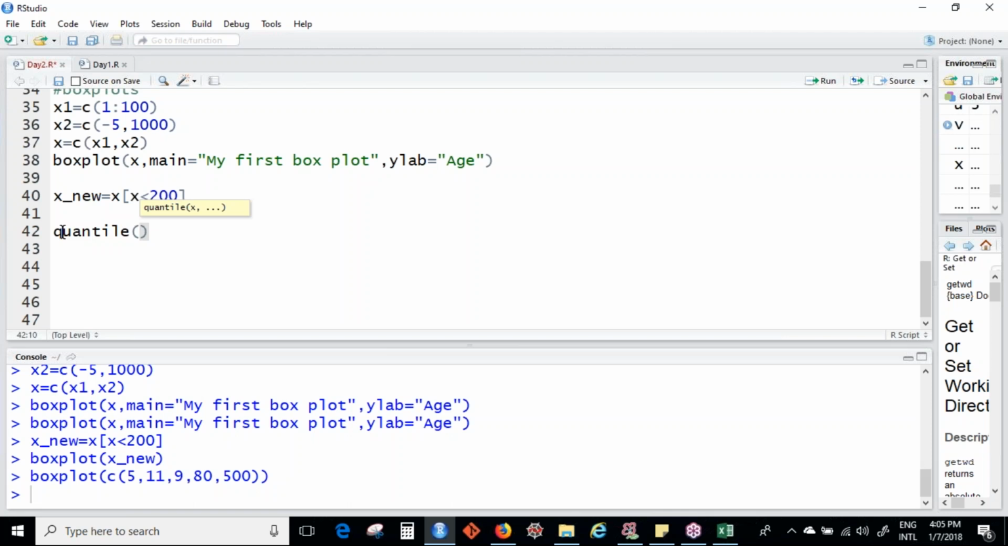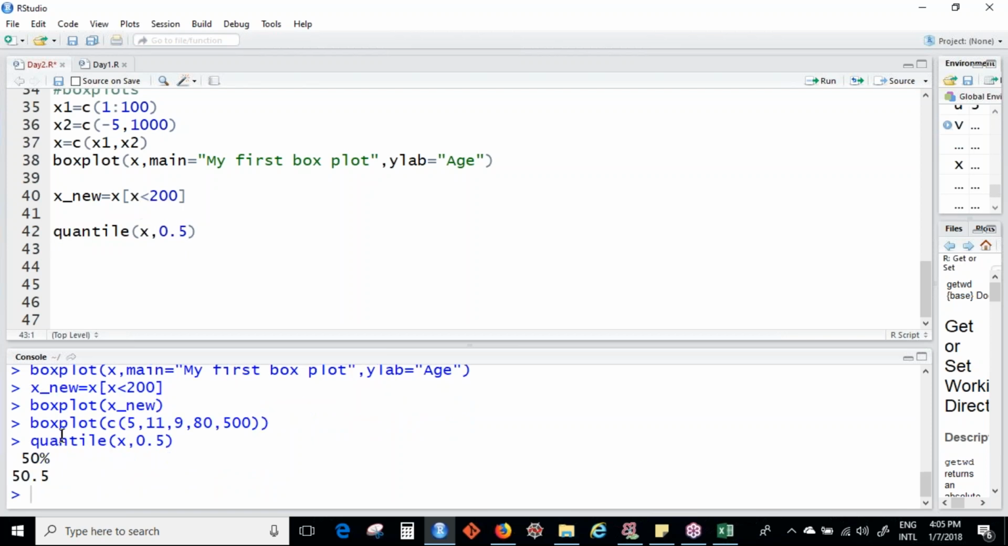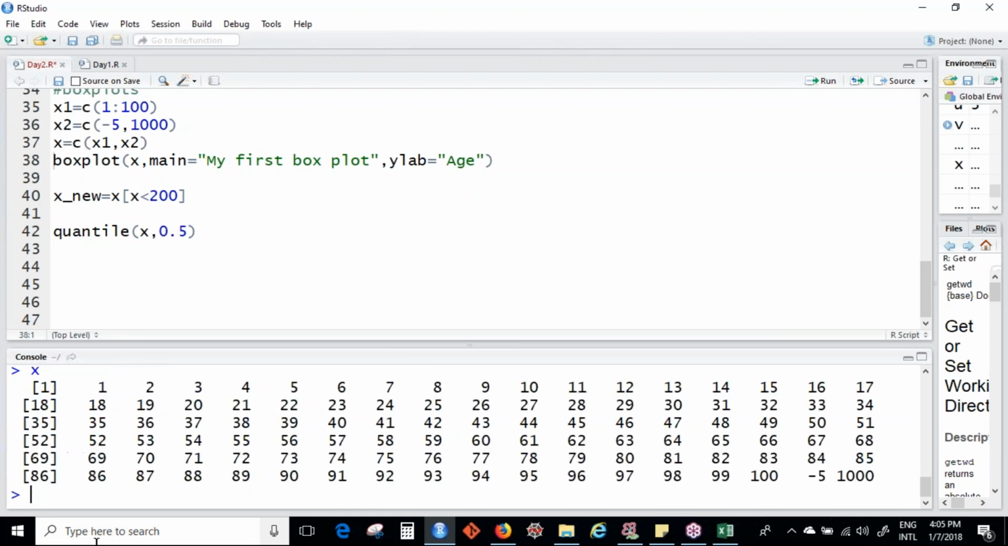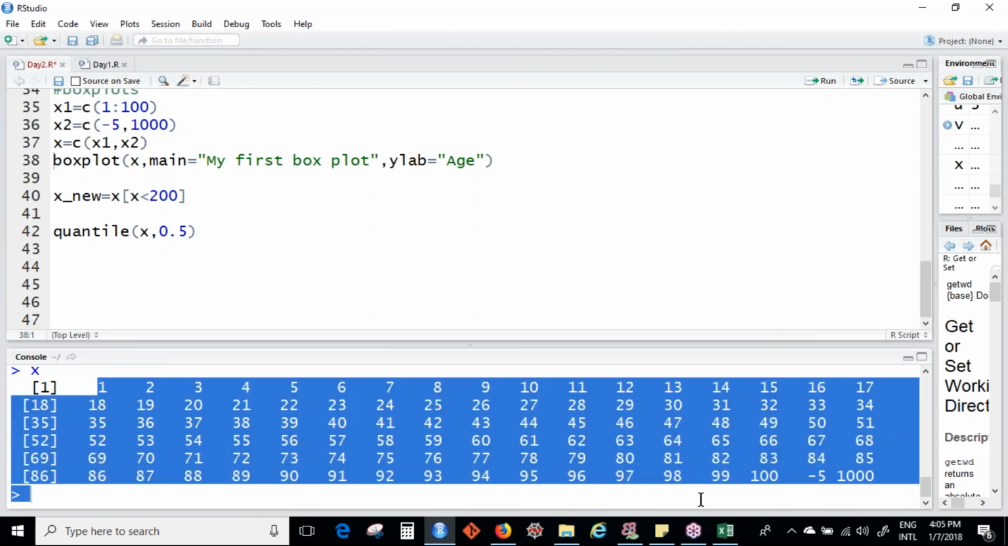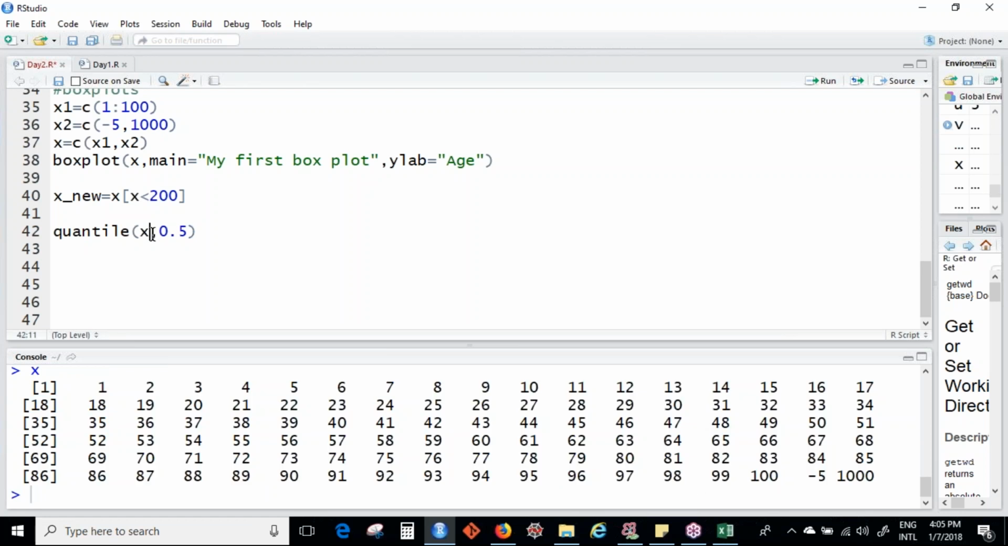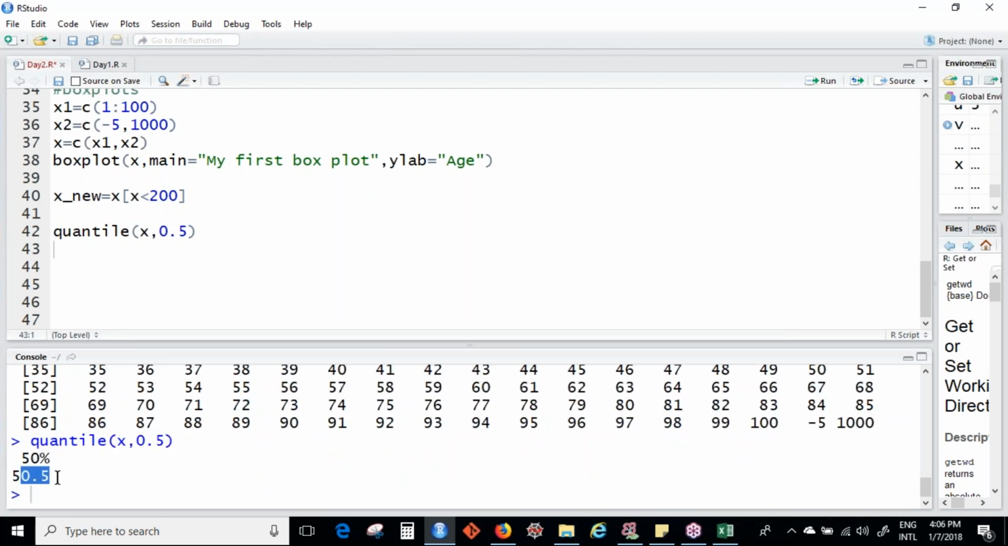So of a variable, let's say I want the 50th percentile. I will give 0.5. If I do this, it will give me the 50th percentile, which is 50.5. So we are talking about x now, which is this vector, 1 till 100 and minus 5 and 1000 also. From this vector x, the 50th percentile is 50.5. What is this value? This is nothing but Q2.